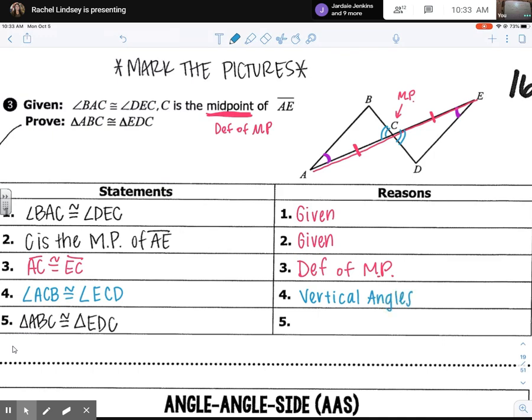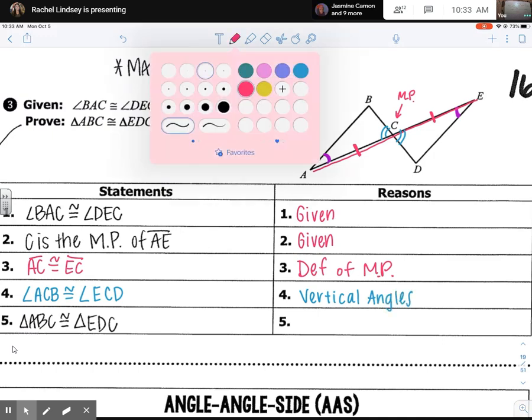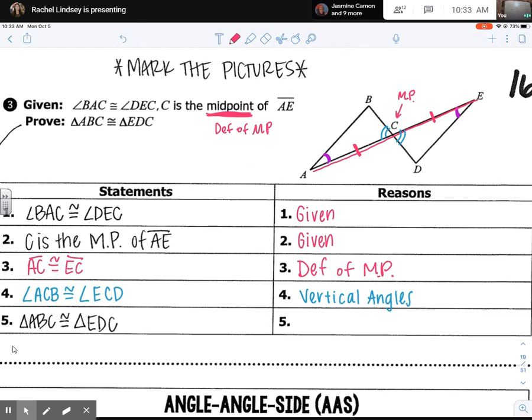So now I have an angle, and I have a side, and I have an angle. It's either angle, angle, side, or angle, side, angle. Here I do have two angles with the included side, so it's angle, side, angle. Okay, anybody got any questions for me?